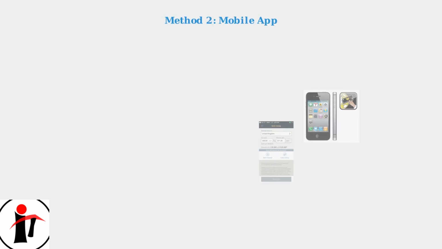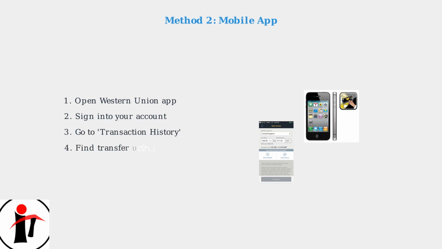Method 2. Mobile app cancellation. The Western Union mobile app provides a quick and easy way to cancel transfers on the go. Open the Western Union mobile app and sign into your account. Go to Transaction History, find your transfer using the MTCN, and tap Cancel if available.